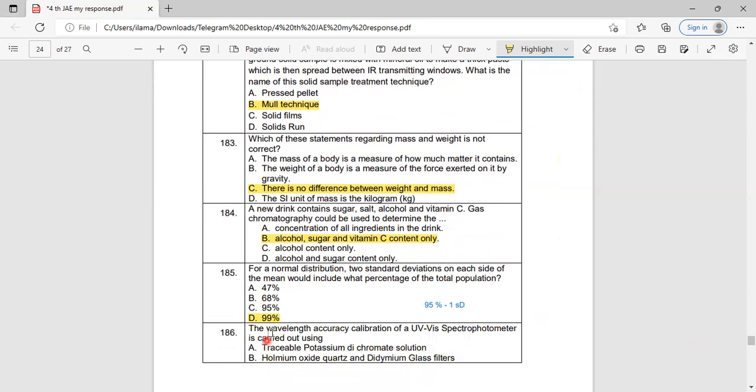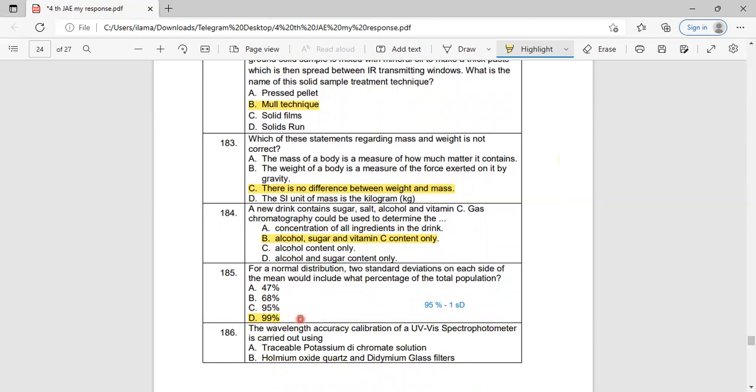For a normal distribution, 2 standard deviations on each side of the mean would include what percentage of the total population? 99%. If they give the question as a single standard deviation, then 95% is the correct answer.